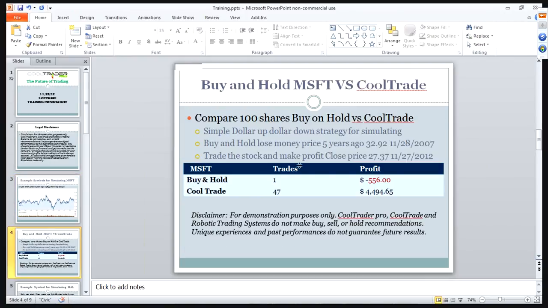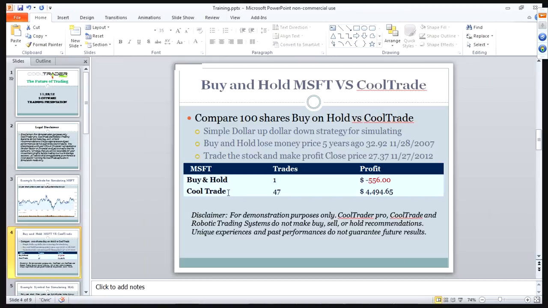Then we'll go over to this next slide, where I created a little model which will show you buy and hold versus Cool Trade. If you bought 100 shares of Microsoft and held it, versus Cool Trade actually having the system trade the stock for you and take profits. It's a simple dollar up, dollar down strategy. Buy and hold, if you bought the stock 5 years ago, you lost $556 if you sold it today.